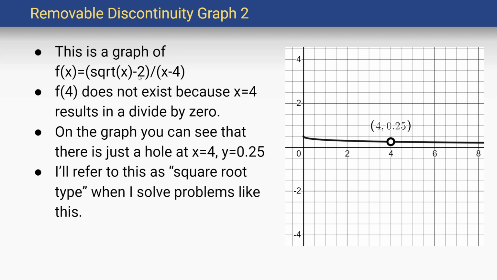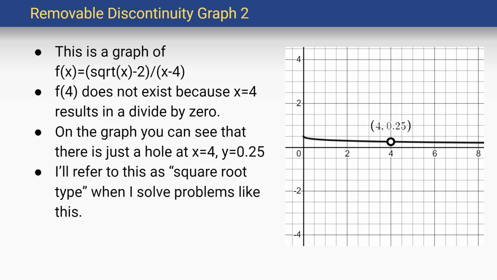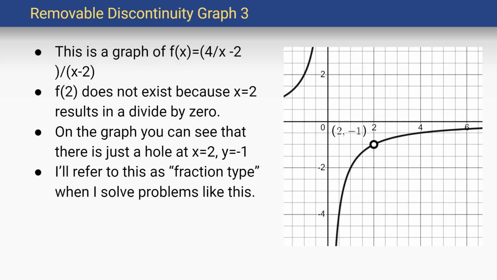So it's the same kind of thing, but what makes this one different is obviously the square root of x, right? That's what's different about this problem here. And so I'm going to refer to this as the square root type of problem when I solve problems like this. Okay, so this first one that we looked at, I'll probably call polynomial type. The second one that we're looking at, I'm going to call square root type. And the third type here, I'm going to call fraction type.